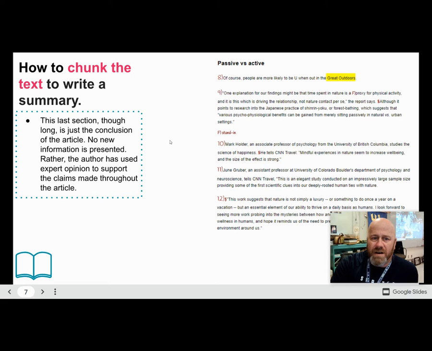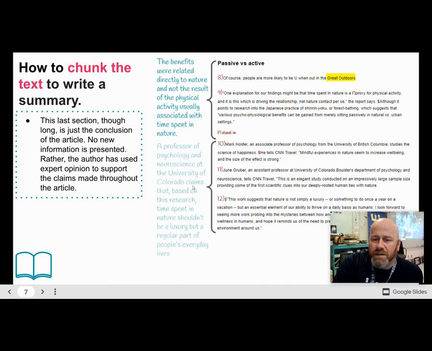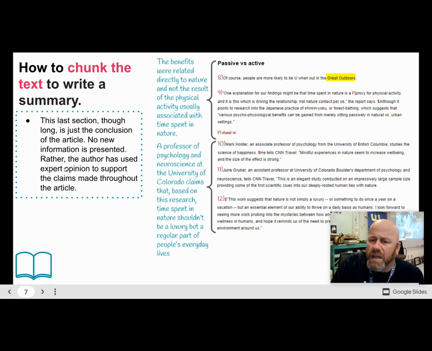Okay, continuing on, the last section is long, but it's just a conclusion. It doesn't give us any new information, right? It's just kind of concluding what it's already talked about. It's putting a nice bow on it. It's wrapping it up just the way the author wants us to leave with it. Okay, so there was one section that they pulled some information out of, and then the rest was conclusion. Let me go back and look at that.